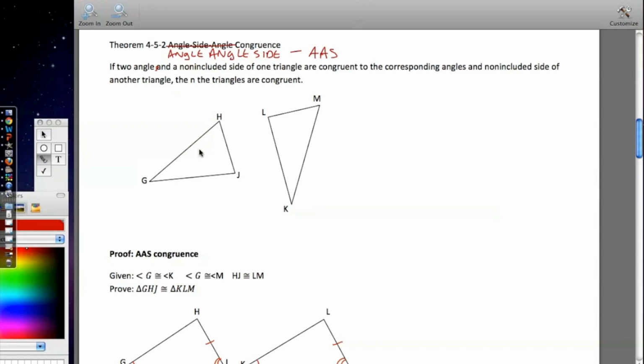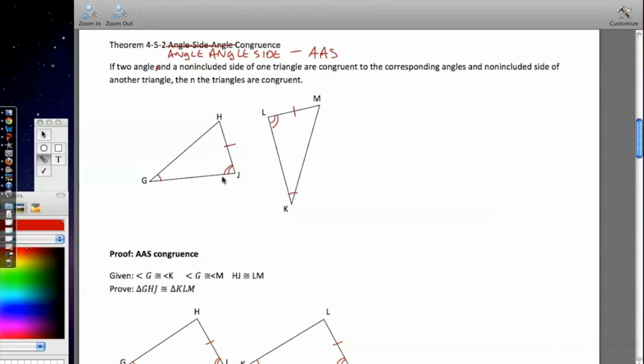So what does this look like? I need to mark up my diagram a little bit. And so what I have is this. It's telling me that these two angles are congruent. It's also telling me that these two angles are congruent. The third piece to this is the non-included side, which in this case is going to be outside of these.